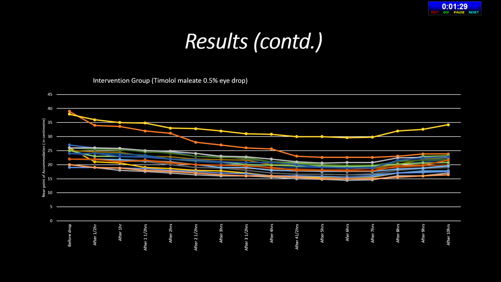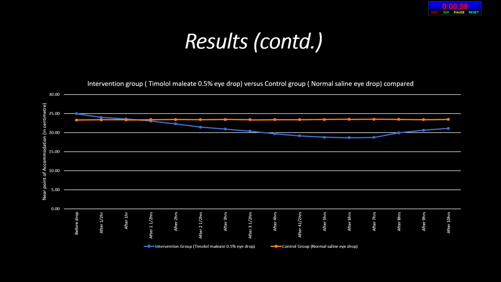This is the result. In this graph, the data of 20 subjects has been depicted, and immediately after giving the eye drop, the near point of accommodation comes progressively nearer to the eye until 4 hours after instillation, when it is stabilized and maintained for 8 hours. Here is a single graph of the mean of 20 subjects compared with the control.